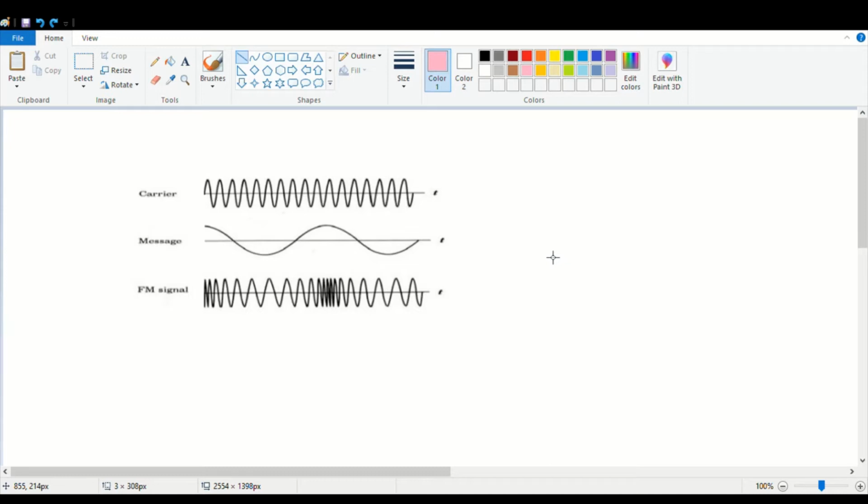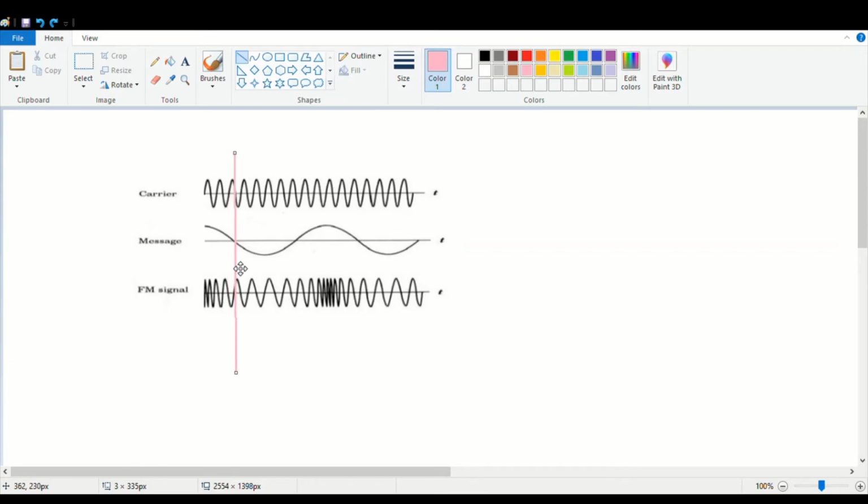Now, students, I have copied the same diagram which I showed you previously onto the Paint app, and we will look a bit more in detail at how the FM signal has this particular pattern. I will pick up some lines here to indicate the different time instances of all the three signals. For example, when I draw a line like this, what I intend to show you is the time instant of the carrier signal, the time instant of the message signal, and the corresponding time instant of the FM signal.